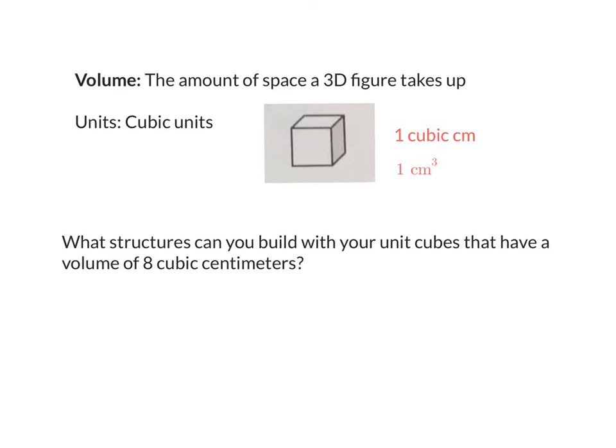Okay, if it's 1 centimeter by 1 centimeter by 1 centimeter, that means it's a cubic centimeter, and this is how you write it in shorthand. Okay, so if this is 1 centimeter, and the width is also 1 centimeter, and the height is also 1 centimeter, we call that a cubic centimeter, and that's what we use to measure volume.